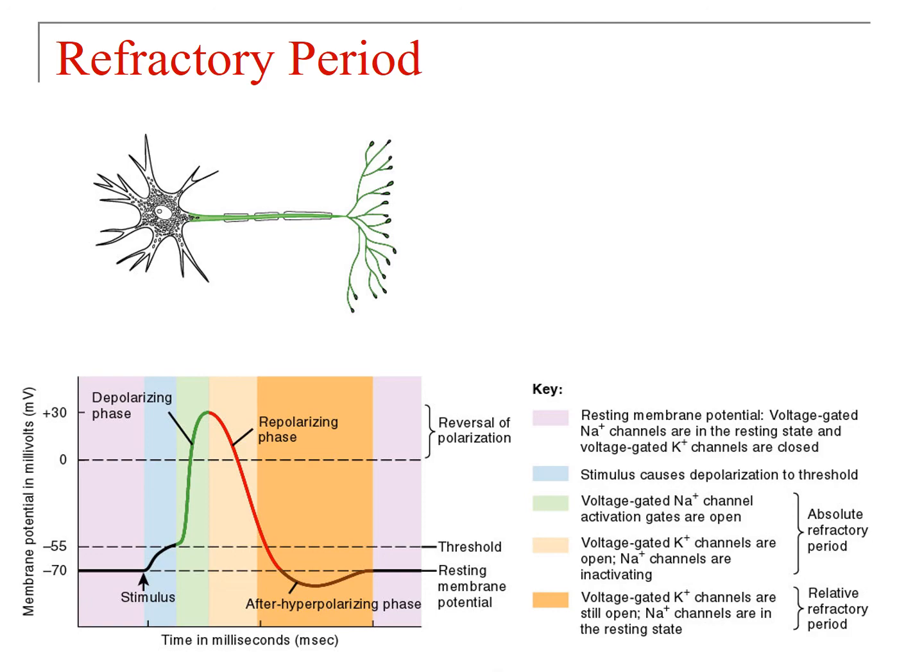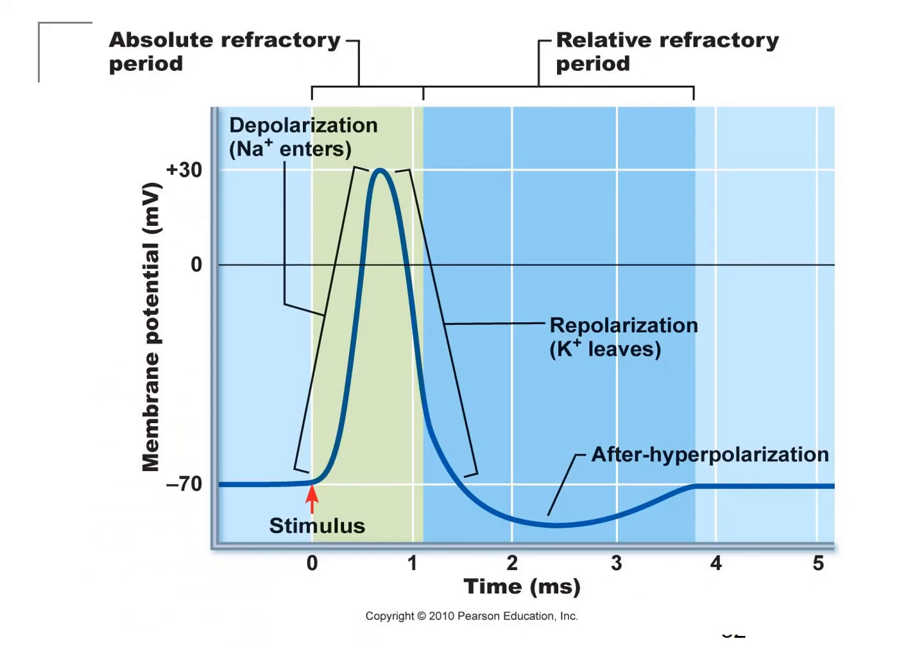Okay, so again, this is just a second depiction of that, and you're going to have an absolute refractory period in the green portion and a relative refractory period in the darker blue portion.